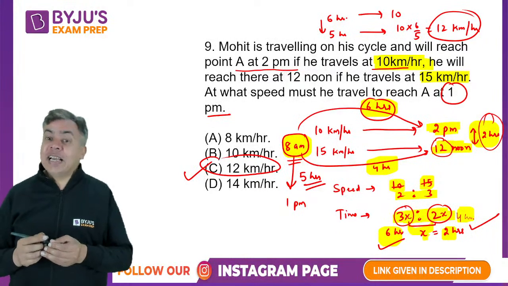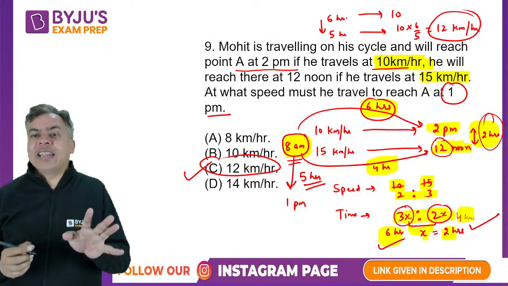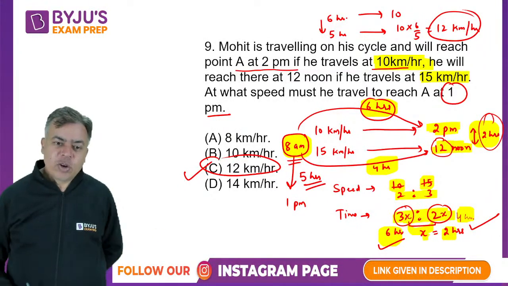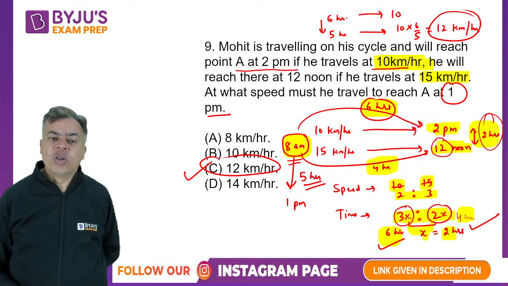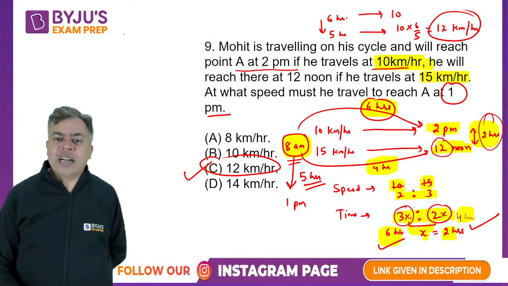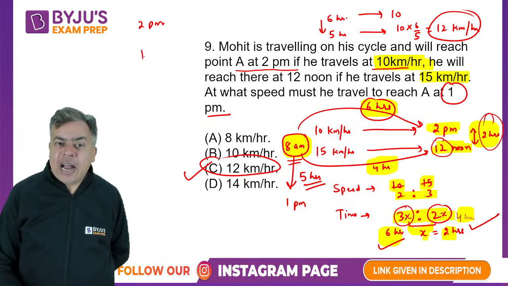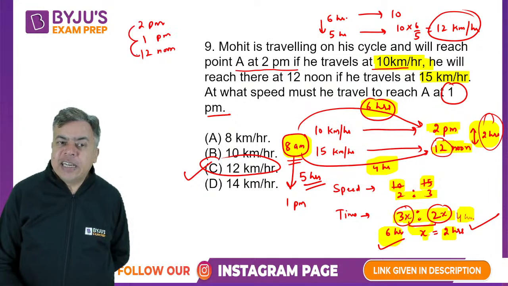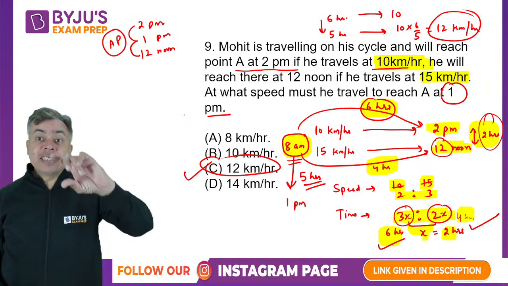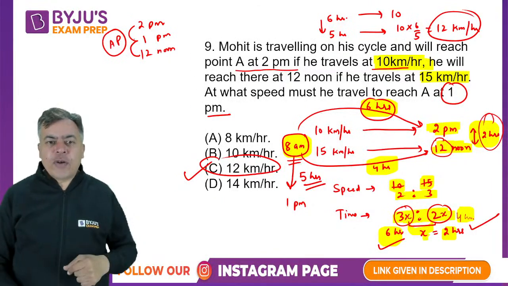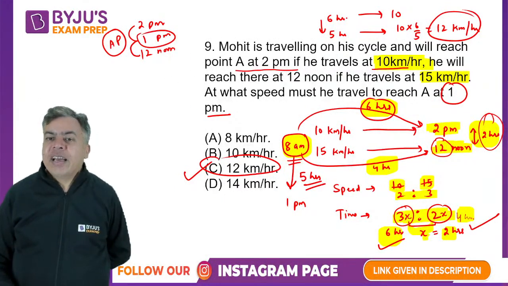Okay. Yes, you can calculate that with the use of your AP and HP. This is something like this, but you should know that shortcut directly. If you are reaching at 2 p.m. and 12 noon, and now you want to reach at 1 p.m., that is the center point. So this is an AP. If the time taken is in AP, right, the speed will be in HP. So for 1 p.m. you will calculate the HM directly.